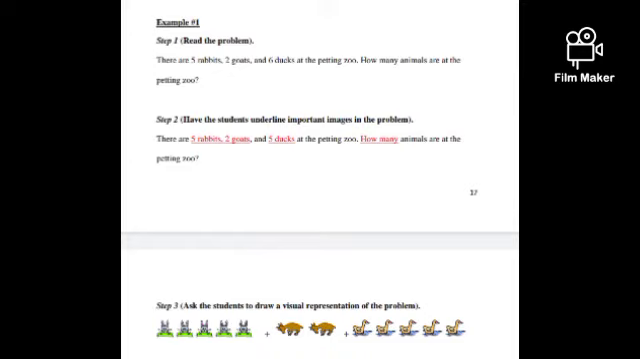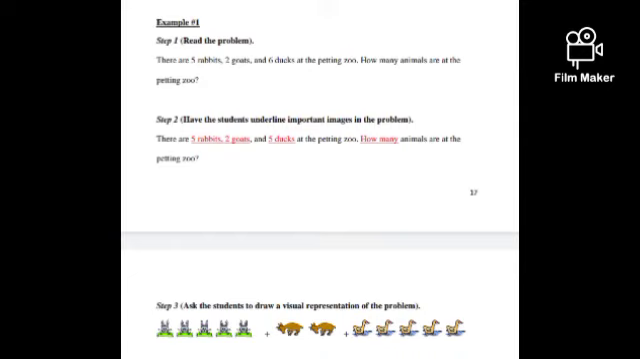For one, the first step in visualization is read the problem. And the student reads the problem. There are 5 rabbits, 2 goats, and 6 ducks at the petting zoo. How many animals are at the petting zoo?